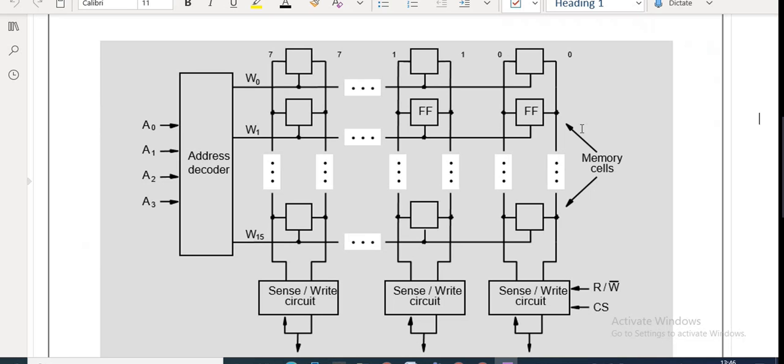And each row contains how many bits? Check it. It is numbered just 0 to 7. That means 1 byte of information, that is 8 bits. So that is 16 into 8 memory organization. The configuration of this diagram is 16 cross 8. 16 indicates the number of rows, that is nothing but the number of words. 8 indicates that in each row there are 8 bits, column-wise.